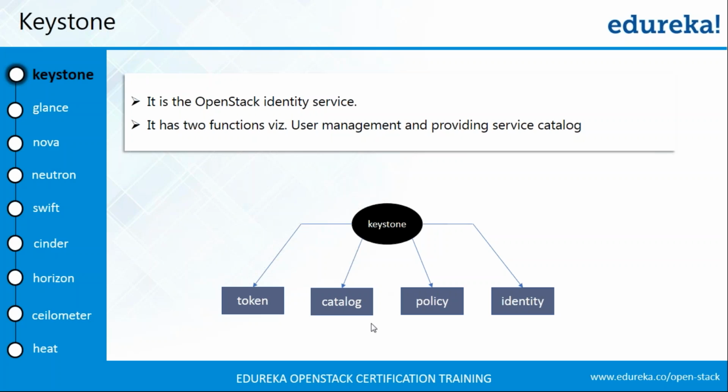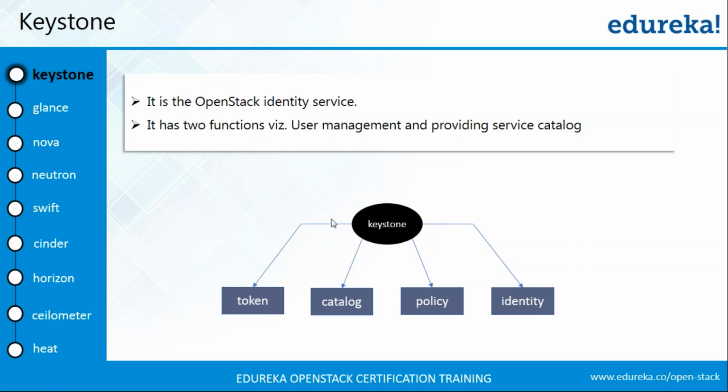And the policy service provides you with a rule-based authorization engine and the associated rule management interface. And identity is the same thing that keeps track of all the users. It identifies different users through their credentials. So any doubt on Keystone?